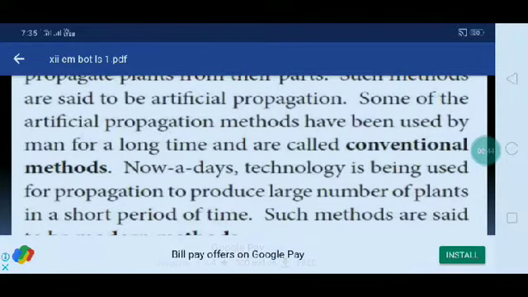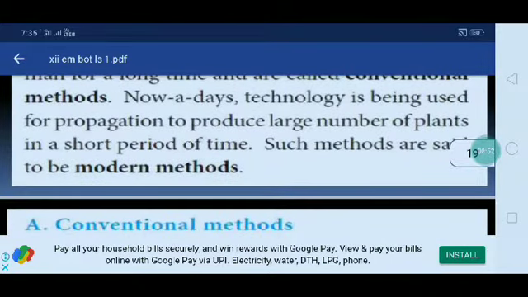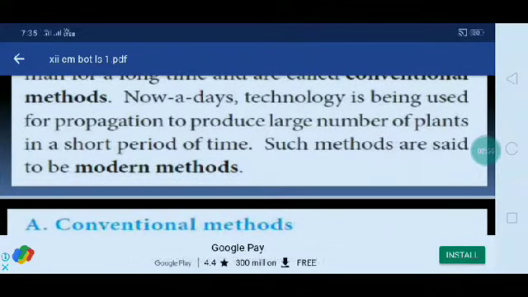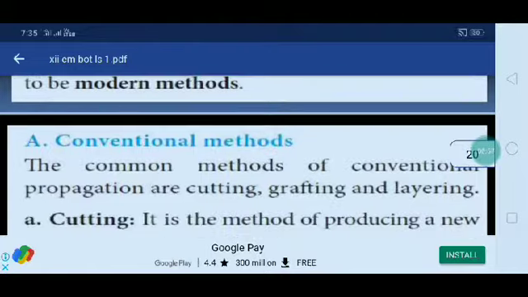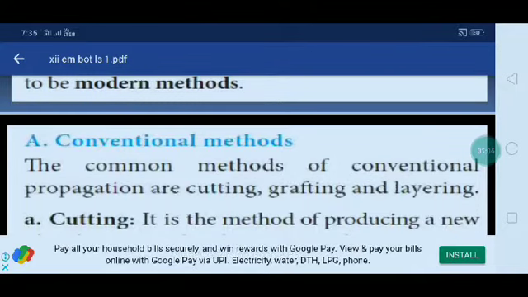Conventional methods na பாரம்பரிய முறைகள் அப்படின்னு நம்ம சொல்லலாம். So nowadays technology is being used for propagation to produce large number of plants in a short period of time. Such methods are said to be modern methods. So first one, what are the conventional methods? Common methods of conventional propagation are cutting, grafting and layering. You have to see one by one what is cutting, what is grafting, what is layering.